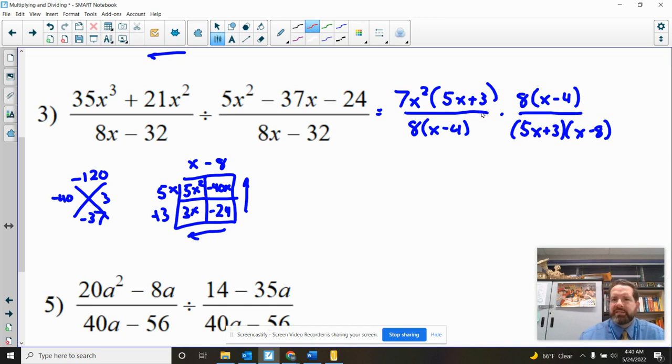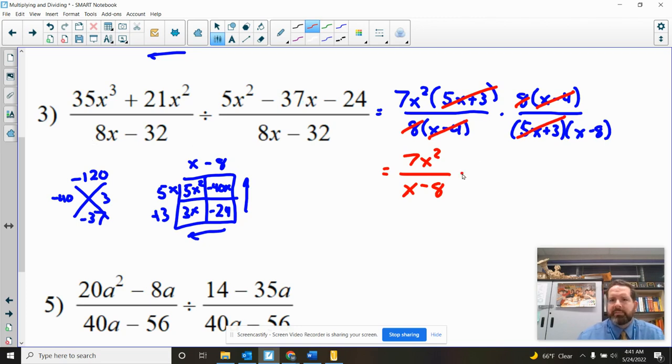Right, let's reduce things. x minus 4, 5x plus 3, 5x plus 3, 8. Okay, that's everything that cancels. So we're left with 7x squared on the top. On the bottom, all that's left is the x minus 8. Now restrictions, remember you've got to check those three places.